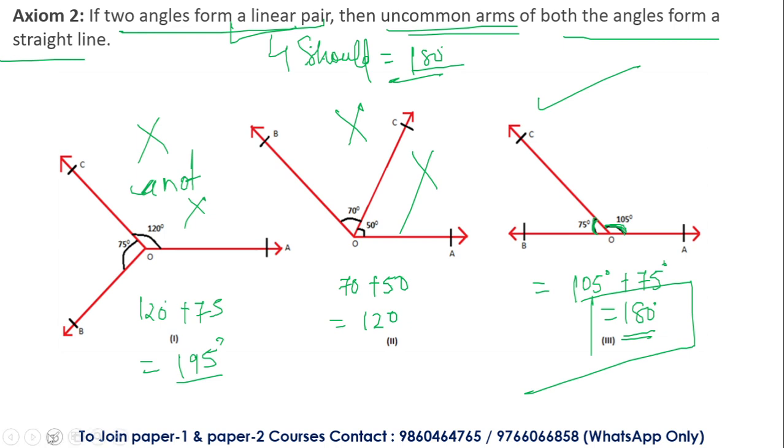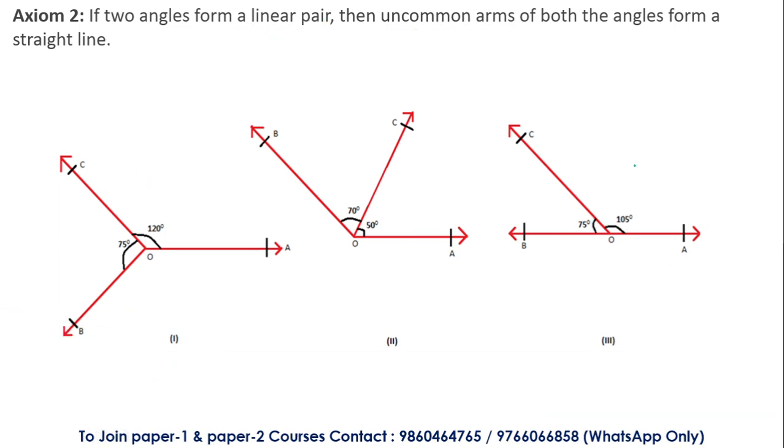But in case of the third figure, the summation of the adjacent angles of the linear pair is equal to 180 degrees. Therefore here we can conclude that the summation 105 plus 75, that is angle AOC plus angle BOC, is equal to 180 degrees.